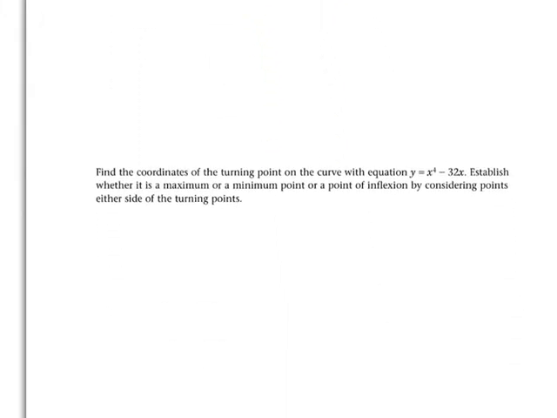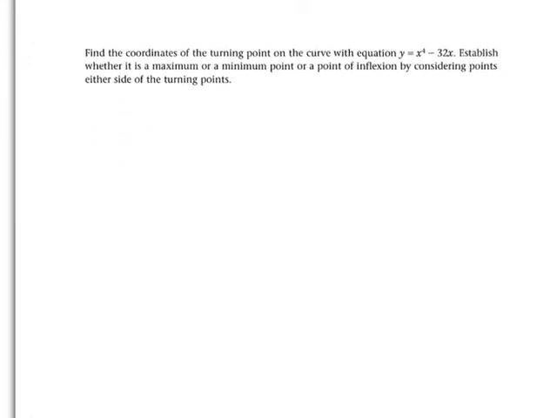Find the coordinates of a turning point on the curve with equation y equals x to the power 4 minus 32x, establishing whether it is a maximum or a minimum point or a point of inflection by considering the points either side of the turning point. So we're asked to firstly find the coordinates of the stationary point, and then to use that to discover whether it's a maximum or minimum or a point of inflection.